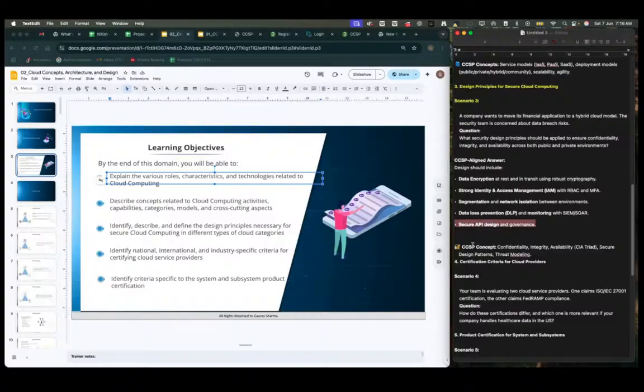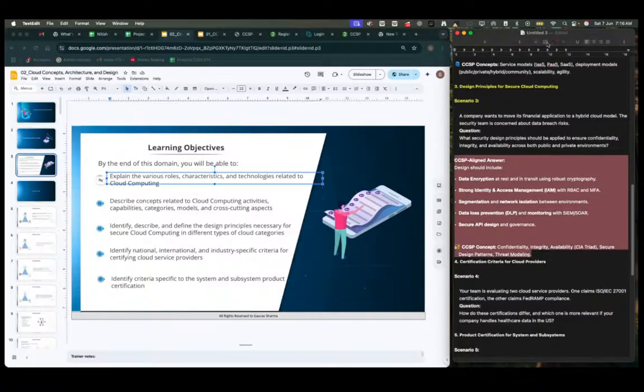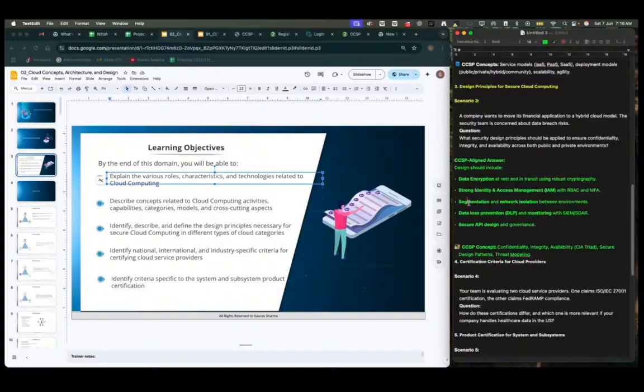So accordingly, in the CCSP concept, we have confidentiality, integrity, availability. We have taken care of all of them, and provided the secure design pattern to the threat modeling. And your answer is aligned to the principle of least privilege and access control. Yes, access control, but we have to do a deeper dive.